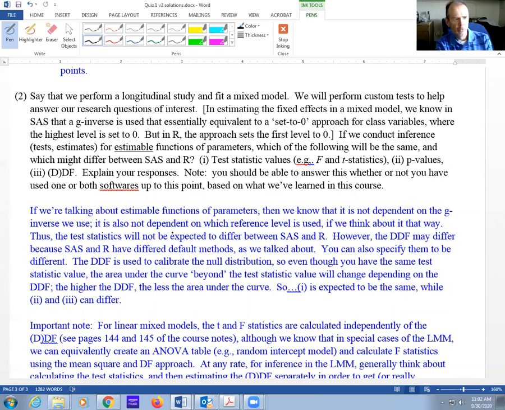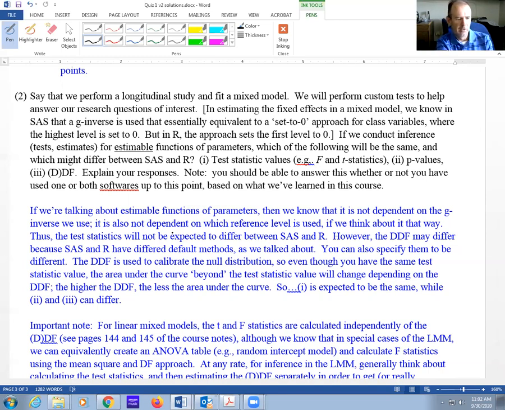Regardless though, what we've learned about estimability is that, whether you think of it as a set to zero or G-inverses, if we're talking about estimable functions of parameters, those things are unique and they don't depend on the approach, essentially. And that's why we would expect the test statistics to be the same. Okay.